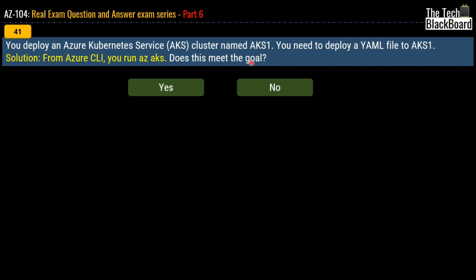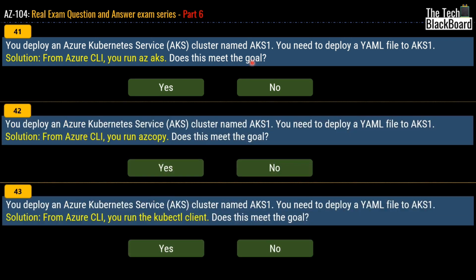To make you better prepared for the examination, here I present two more variations of the same question. The other two variations have exactly the same question, however, the solution is different. In question number 42, it says that from Azure CLI, you run AZ copy. And then question number 43 says that from Azure CLI, you run kubectl client. So out of these three options, which one do you think is the correct solution to deploy a YAML file to the Azure Kubernetes service?